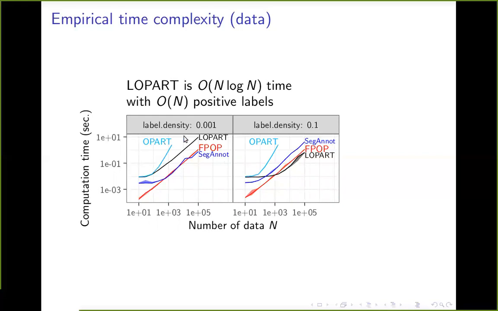Furthermore, when you increase the label density, you see that LOPART gets to be quite a bit faster than SegAnnot. That's consistent with the previous figure that we showed. And kind of surprising, because you see it's actually faster than FPOP in some cases where you have lots of labels and lots of data.